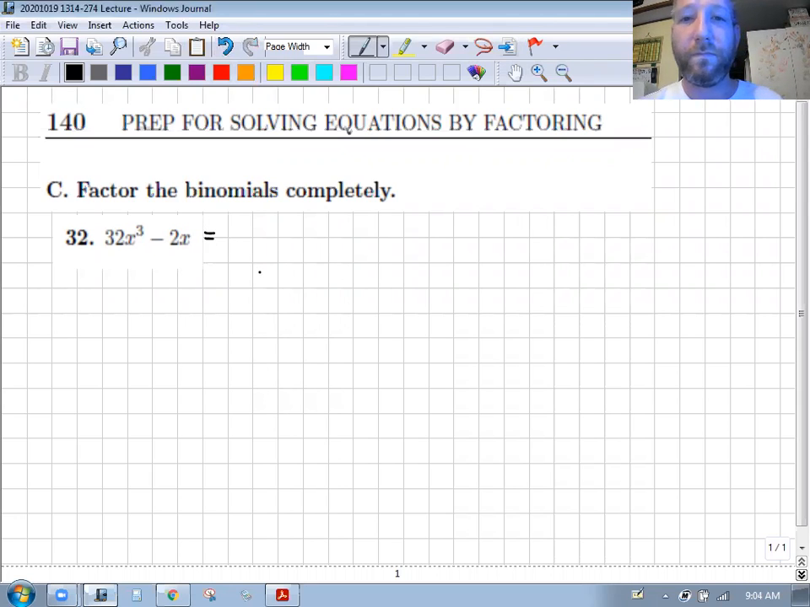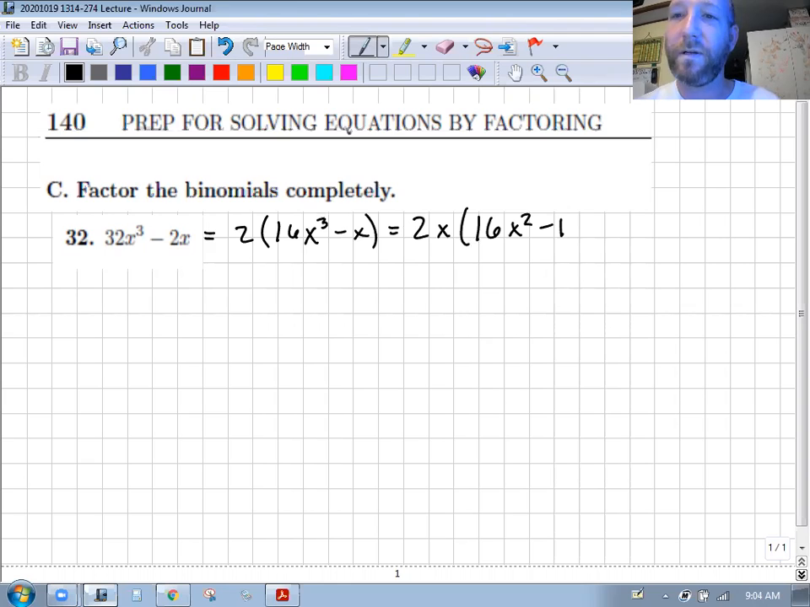So if we're going to factor this guy, we look at the coefficients first. We see we can at least pull a 2 out, right? If we factored out a 2, we would have a 16x cubed minus x. Now if we look at the x's, we see we have an x in both of them, so we know we can pull at least one x out. That would give us a 16x squared minus 1, right? X times 1 gives us our x, and this x times the x squared gives us our x cubed.